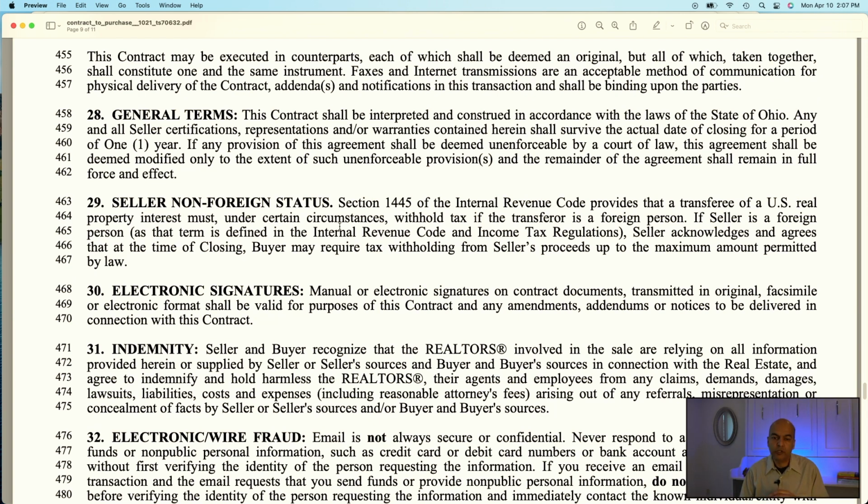Paragraph 28, general terms. All the language in this contract, the transaction is governed under the laws of the state of Ohio. This is an Ohio contract. Anything that the seller certifies, represents, or warranties is good basically for a date of 1 year after the closing date. If there is a part of the contract that's found unenforceable, the remainder of the contract remains in effect.